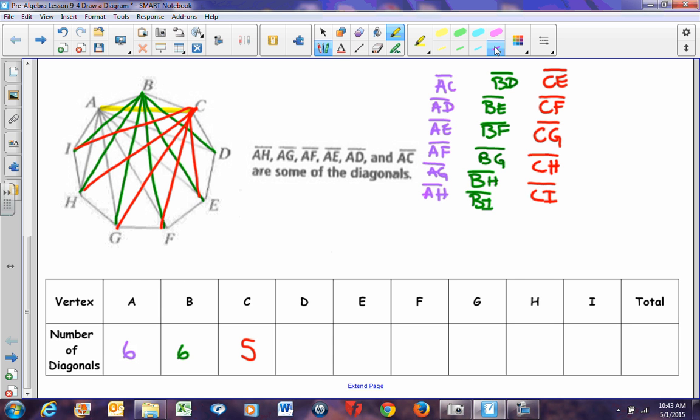If I go from D, all the different diagonals from point D. I can't go D to E, I can go D to F, D to G, D to H, and D to I. I can't go D to A because that was already done as A to D. I can't go D to B because that was already done when I did B to D. So from D I have DF, DG, DH, and DI. So there's 4 of those.